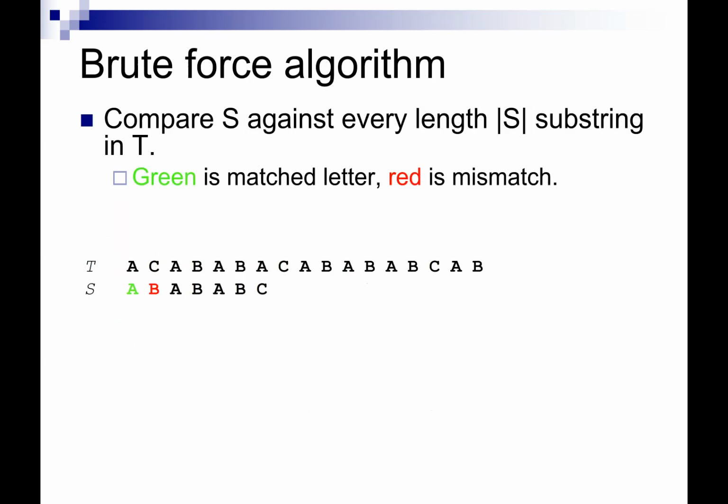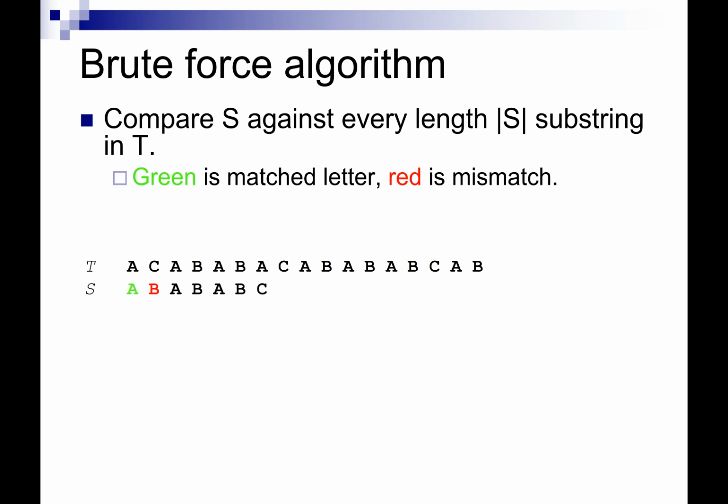Now to solve this problem, let's first consider the simplest method. We're going to see that this is not efficient, but during the course of looking at this algorithm, we're going to get some ideas about how to make this more efficient. For the simplest brute force algorithm for string matching, all we need to do is take S and compare it against every possible part of T.